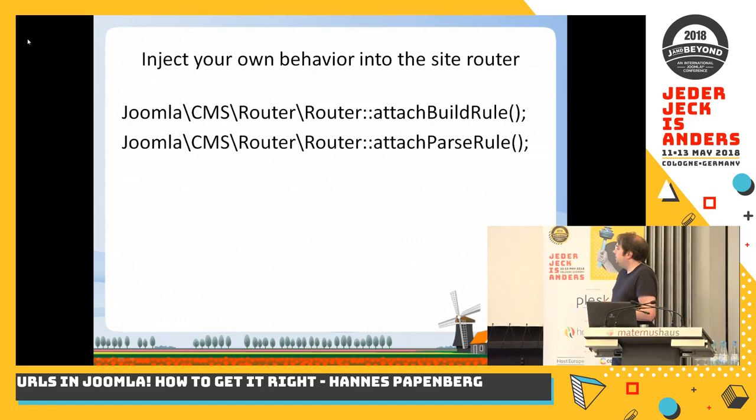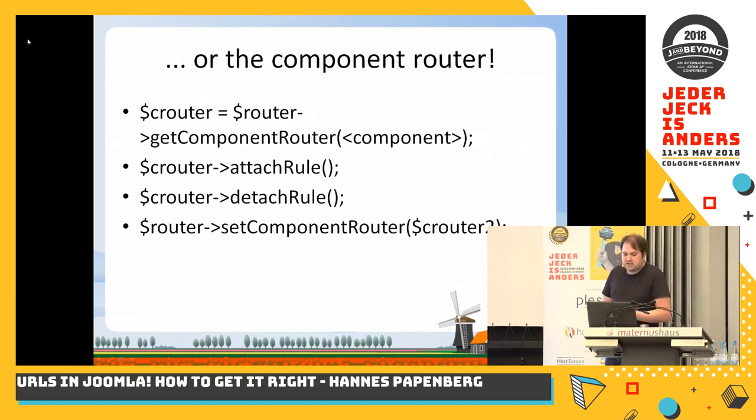Now we're coming to the next step. There are ways to extend your application router, your site router in the front end, or if you want, also in the back end, where you can attach behaviors or rules to the whole system. This is something that was possible since Joomla 1.5, but we also allow this now with the component routers. So if you have a component router that's based on the router view class, you can also say, okay, let me get the component router from my application router, and then I'm injecting additional rules into this by attach rule, or I'm saying the standard behavior is not something that I want to use. I'm removing such a rule again by detach rule.